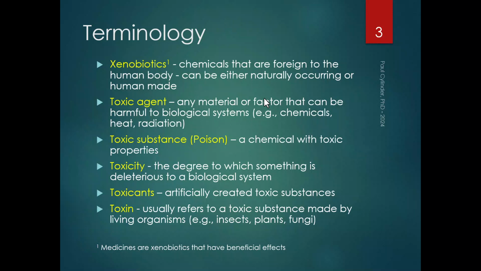The term toxicant simply refers to those toxic substances that are artificially created. And lastly, the word toxin. I might slip and use the word toxin in a more general way, but a specific definition of toxin usually refers to a toxic chemical that's made by a living organism. So think of the bite of a black widow spider, or a plant that's poisonous to eat, like the hemlock plant, or poisonous mushrooms. Those are organisms that produce toxic chemicals, and if we ingest them or get them into our bodies in some other way, they can be toxic to us.